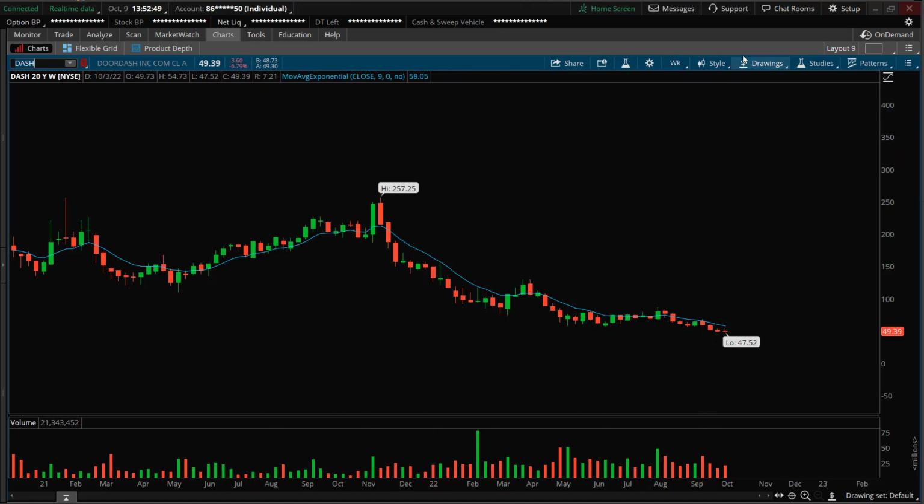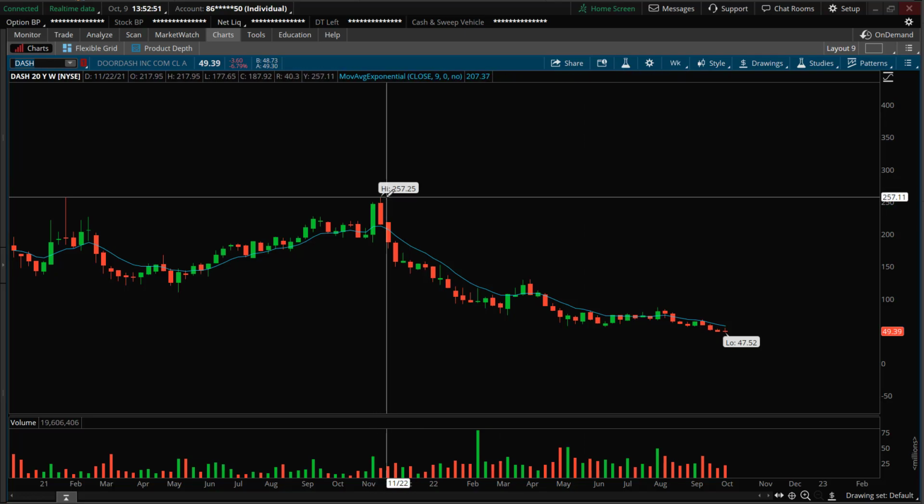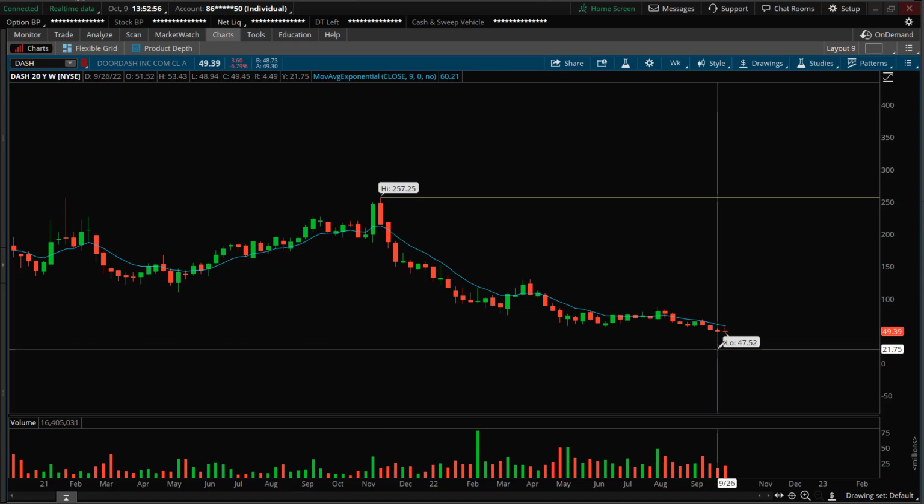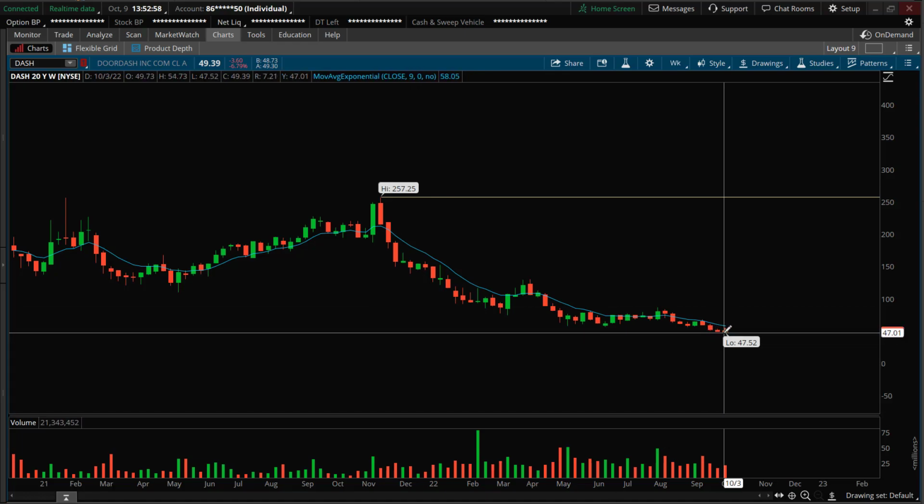And the first thing you want to do is map out previous highs and lows. So the all-time high on the stock right here is at 257.25. And right now you have the all-time low of 47.52.